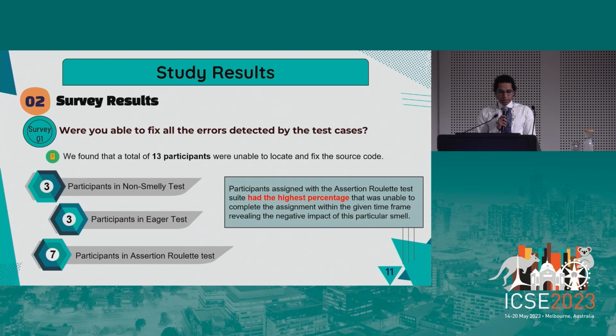So for the test cases, participants assigned assertion roulette tests have the highest percentage of not being able to complete the assignment in the given time frame, where we gave them a time frame of 2 hours.